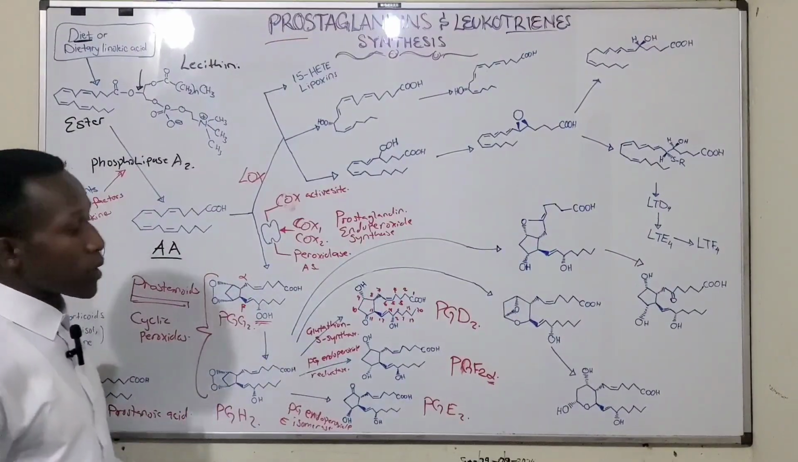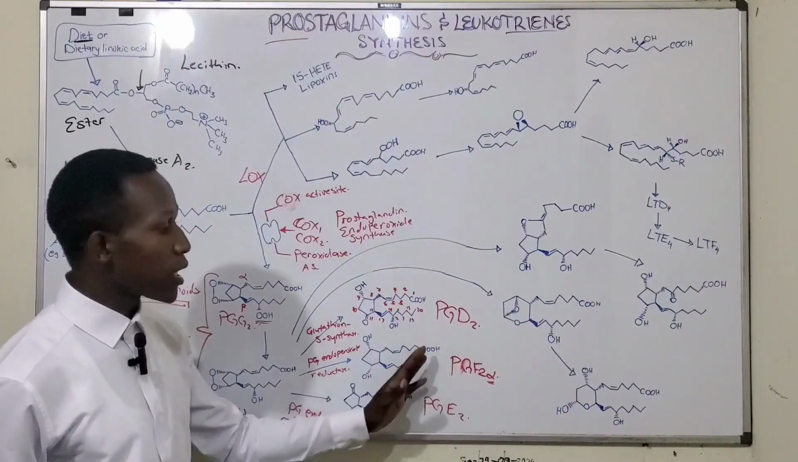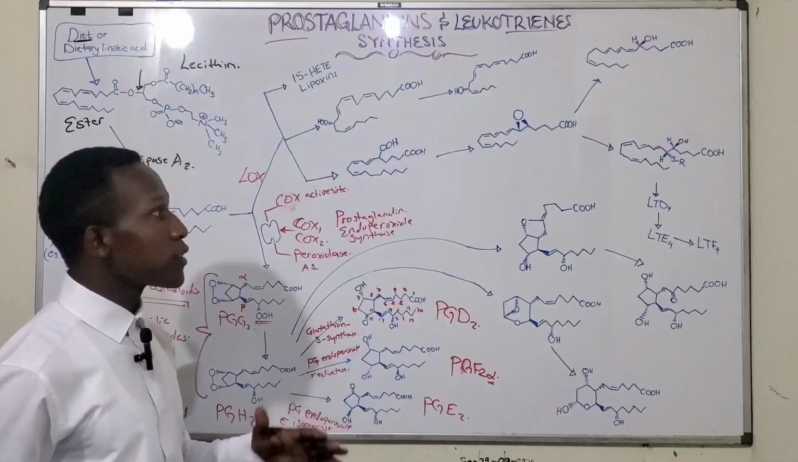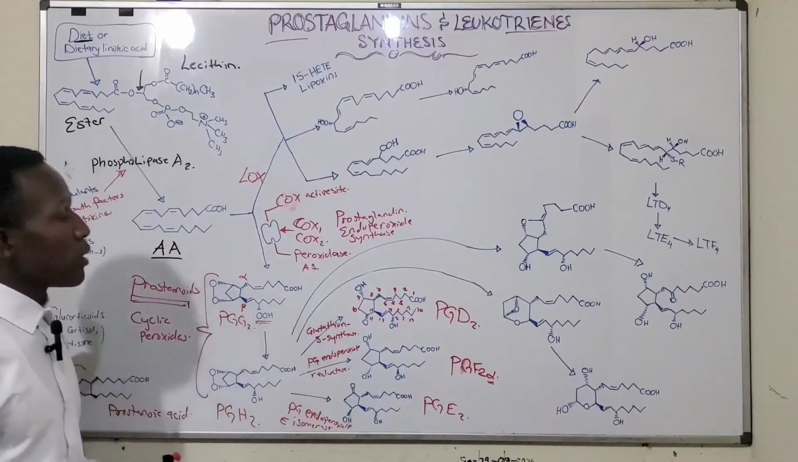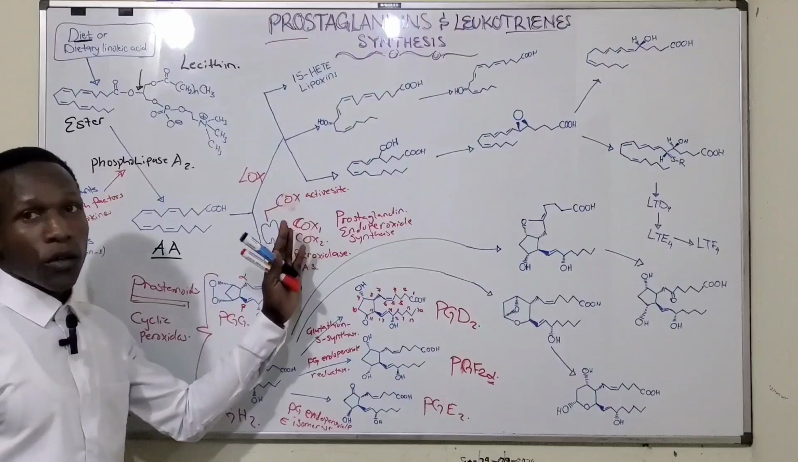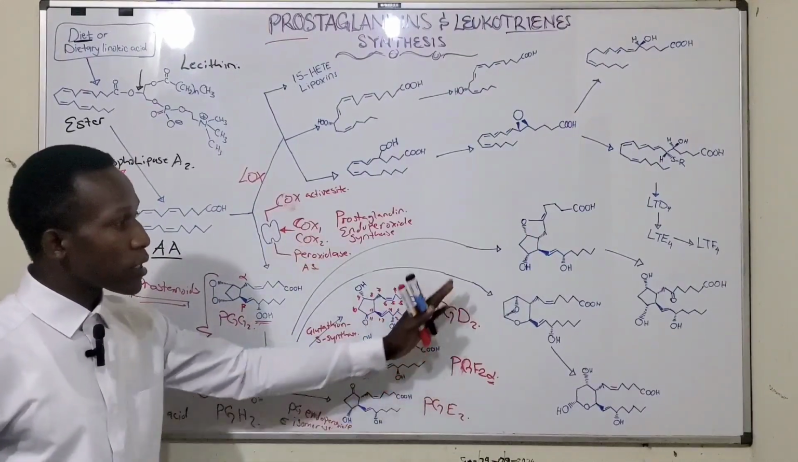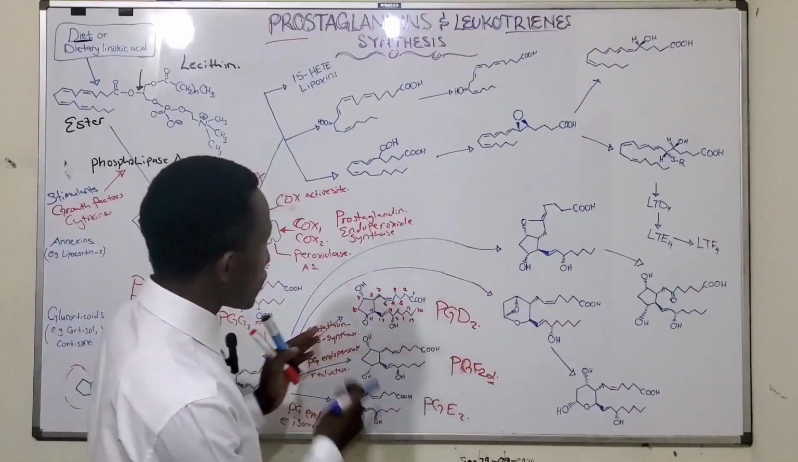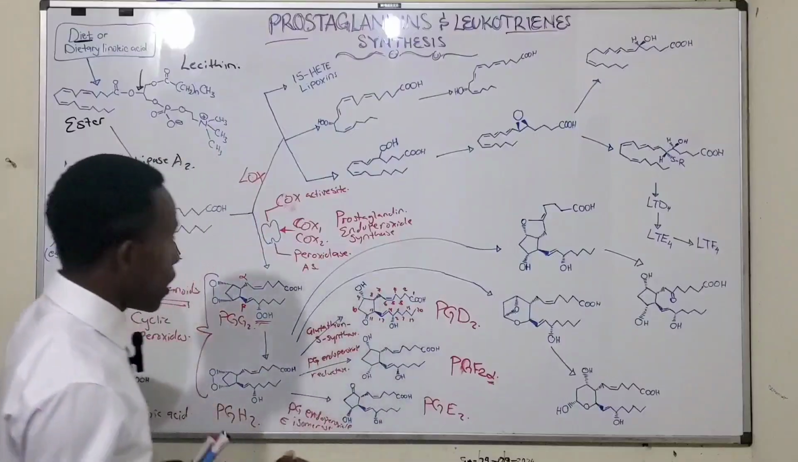We are going to see the different agonists and antagonists of these prostaglandins. Prostaglandins have different activities depending on the tissues where they are found. All tissues have COX enzymes, but the further course of the synthesis of these other prostaglandins depends on the different enzymes present in a particular tissue.